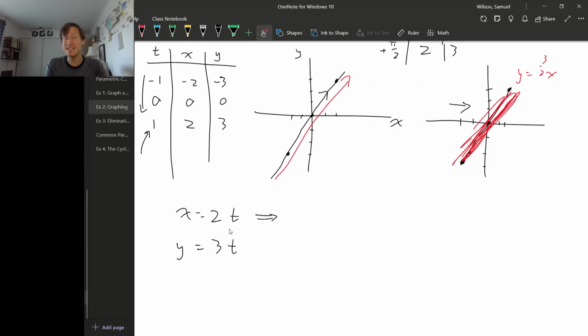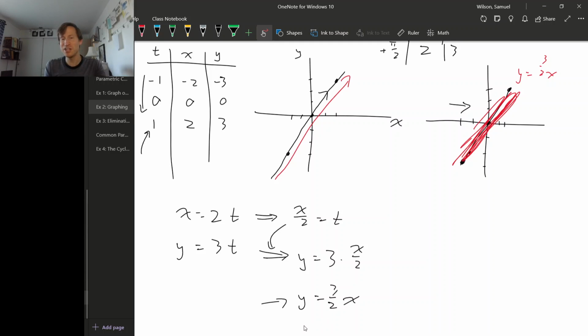So to eliminate t, we can solve this first equation for t. That's going to give us x over 2 equals t. And then we can put that into the second equation. We get y equals 3 times x over 2. So that's y equals 3/2 x. And you can see that we've eliminated the parameter here.